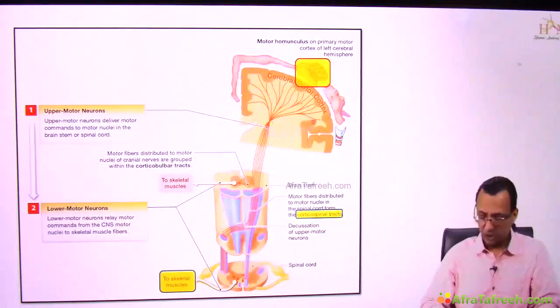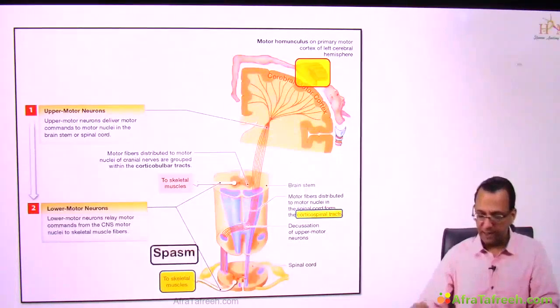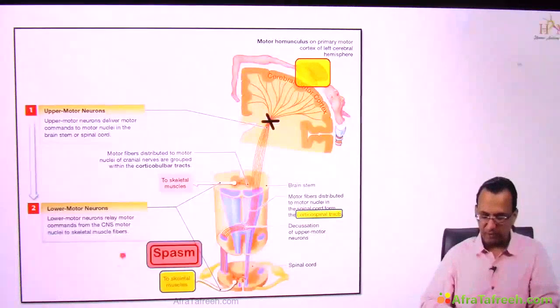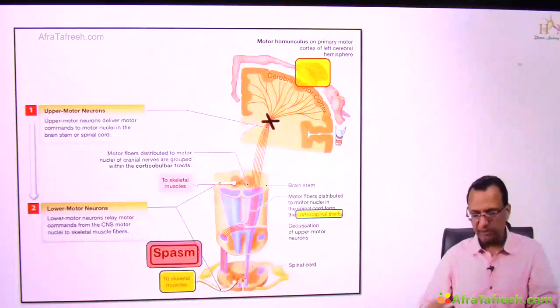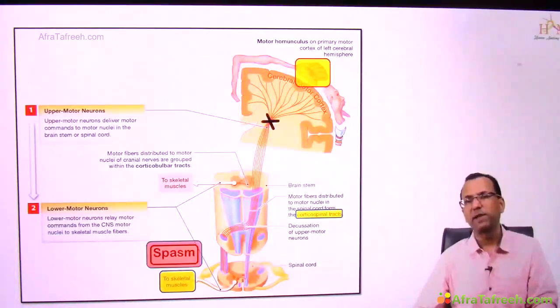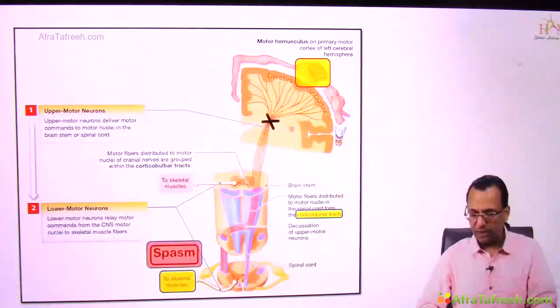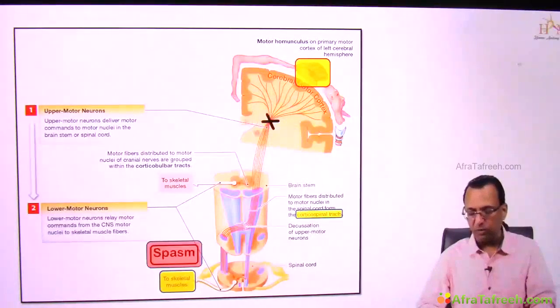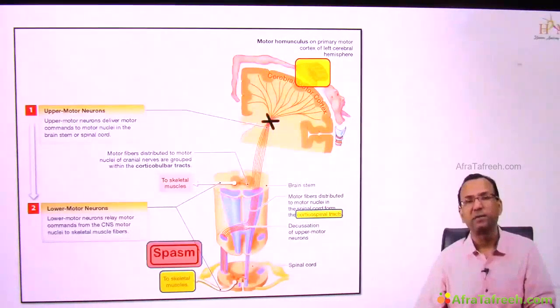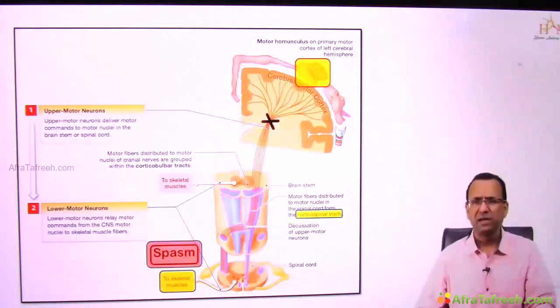And what will happen if there is injury to the posterior limb of the internal capsule on the left brain? If you have injury to the posterior limb of the internal capsule on the left side, then there will be spastic paralysis on the right side of the body. Why spastic paralysis? Because you are removing the inhibition and the lower motor neuron becomes free to fire frequently. That's why spastic.